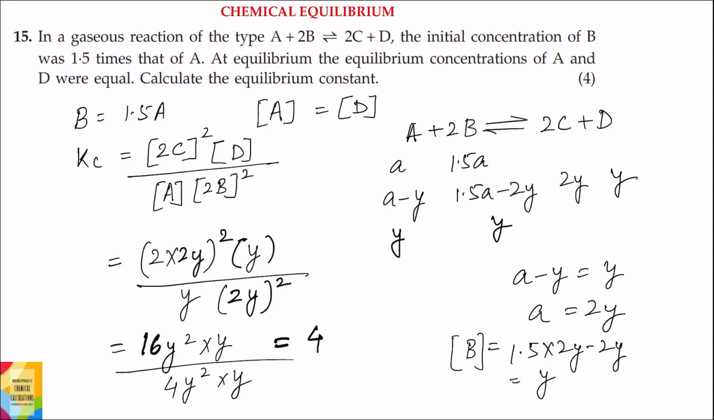In a gaseous reaction of the type A plus 2B forming 2C plus D, the initial concentration of B was 1.5 times that of A. At equilibrium, the equilibrium concentrations of A and D were equal.